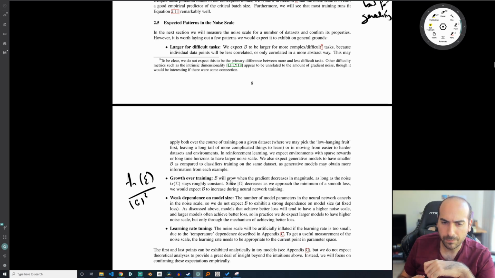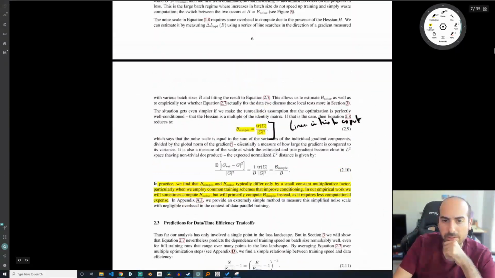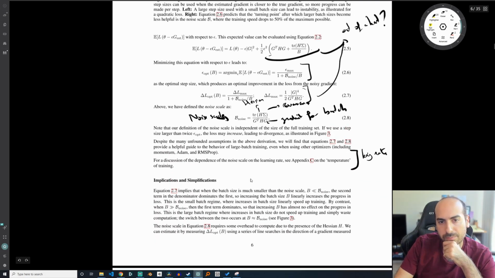So, weak dependence on model size. The number of model parameters in the neural network cancels in the noise scale. So we do not expect B to exhibit a strong dependence on model size at fixed loss. All models that achieve better loss will tend to have a higher noise scale, and larger models often achieve better loss. So in practice, we do expect larger models to have higher noise scale, but only through the mechanism of achieving better loss. So I thought that was what sigma was about. Did I misunderstand sigma? Is it just noise?